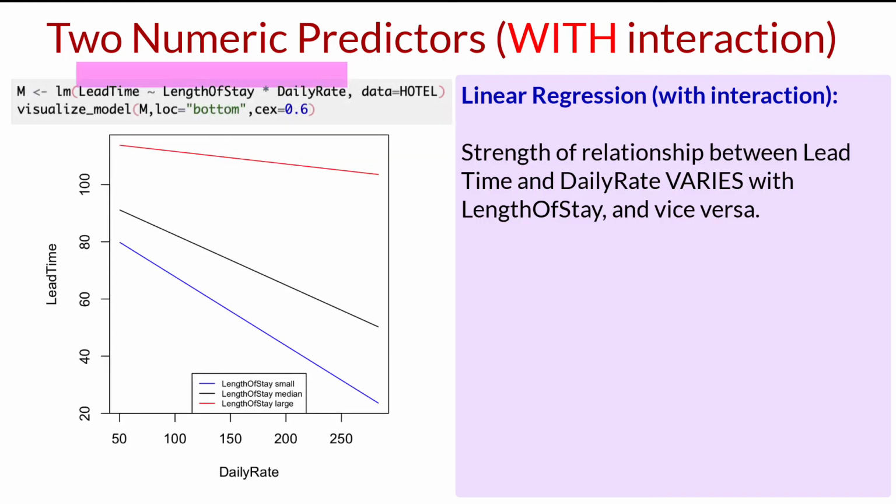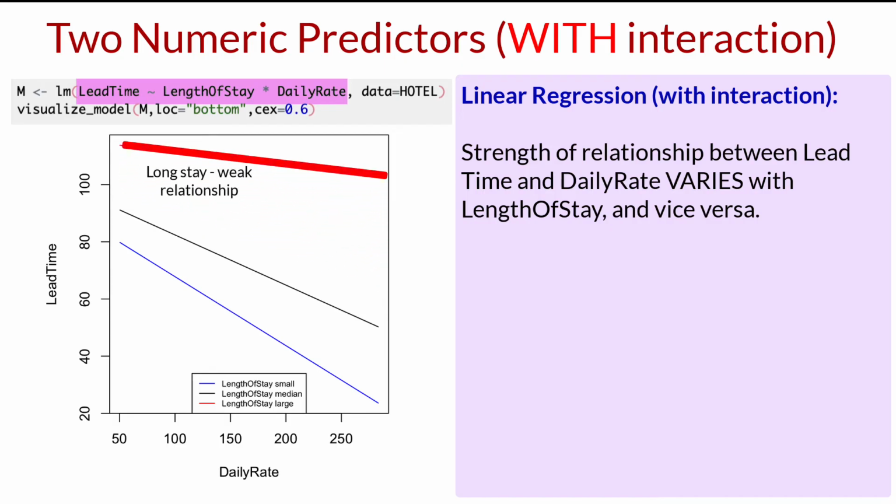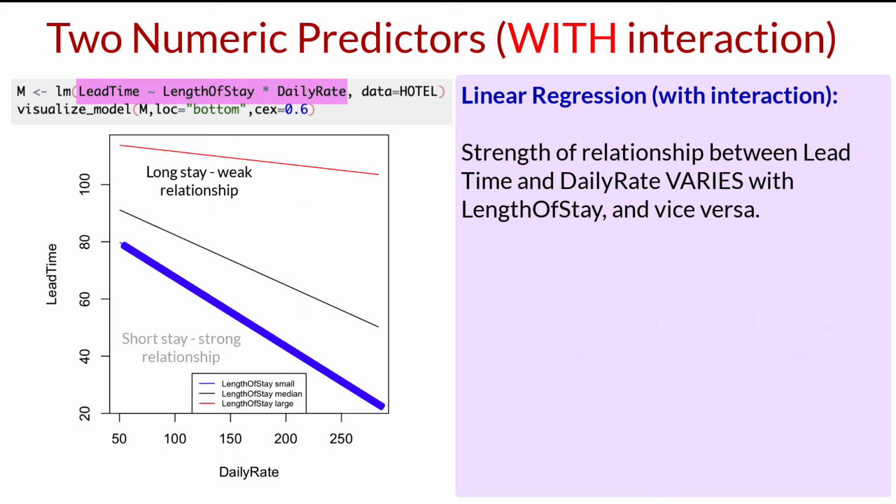Fitting this model by separating the columns with a multiplication sign now in the formula, then visualizing it, we see that while the relationship between lead time and daily rate is negative, regardless of the length of stay of the booking, sometimes it's stronger and sometimes it's weaker. When the length of stay is large, the red line, the relationship is fairly weak. For short lengths of stay, the blue line, the relationship is really quite strong.